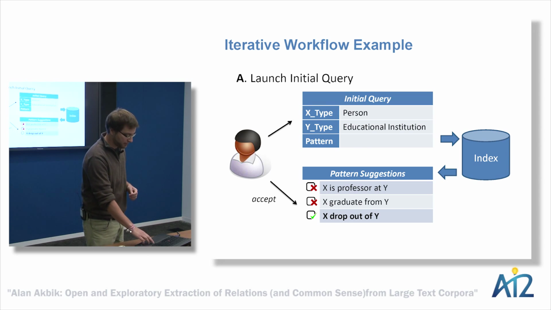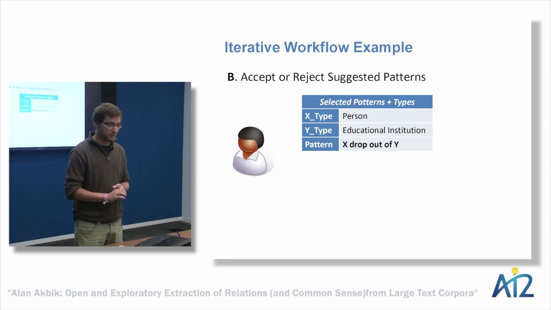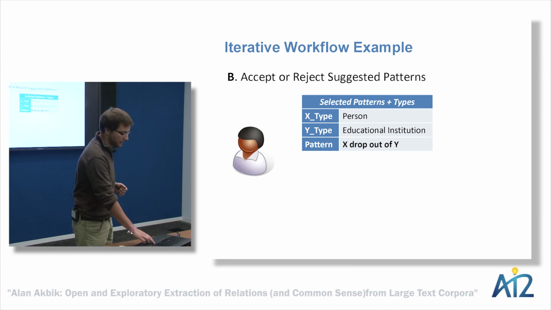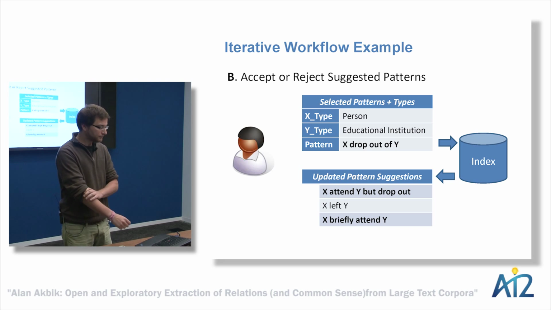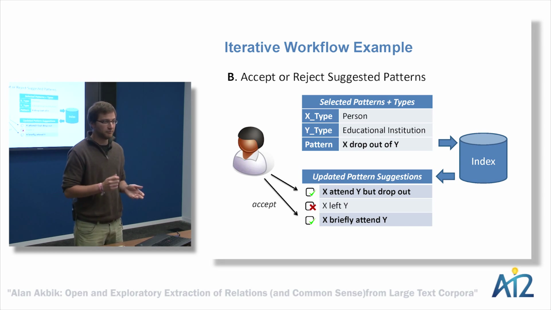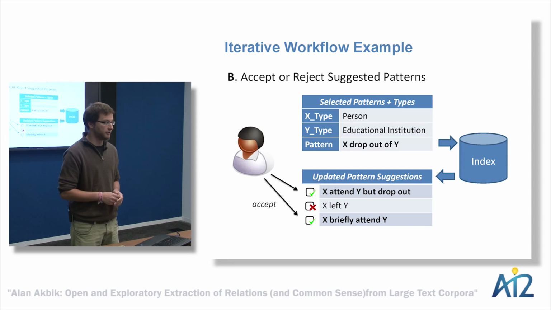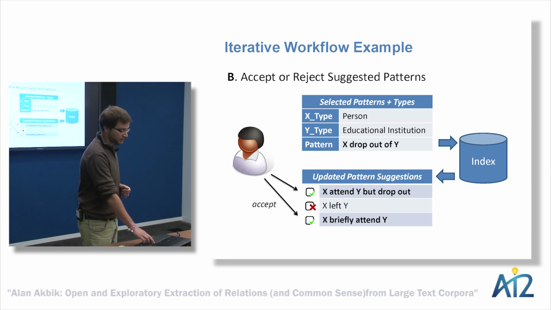This causes my query to be updated. Now my query consists of the same type restrictions as before, but also the pattern X drop out of Y. Because now I have more information, I get better suggestions back: things like X attend Y but drop out, X leave Y, X briefly attend Y. Of these, I like two. I don't like leave, because there may be different reasons why a person might leave a university, and I'm interested in drop out. So I affirm these two.